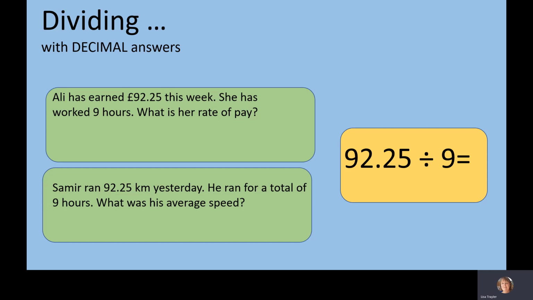That could also be expressed as 92.25, how many 9s go into that? Or how many 9s go into 92.25? We all say things quite differently in our head. Okay, so let's move on and do that calculation.